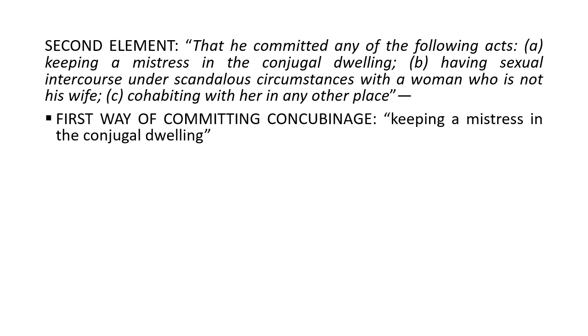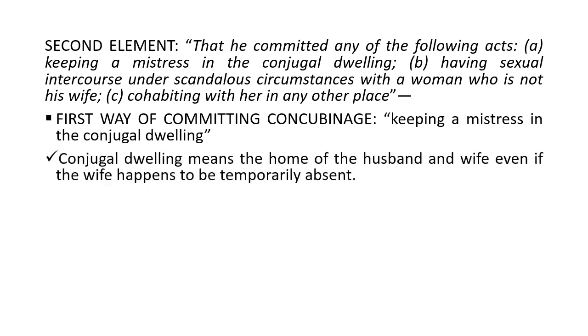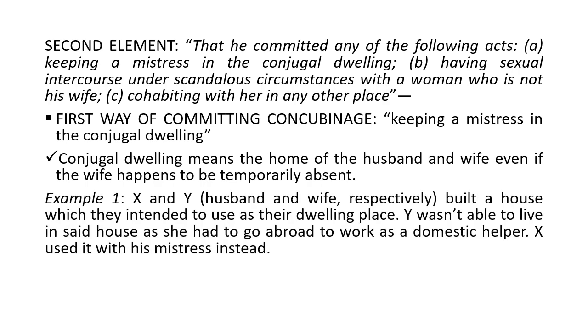First way of committing concubinage, by keeping a mistress in the conjugal dwelling. Conjugal dwelling means the home of the husband and wife, even if the wife happens to be temporarily absent. Example number 1. X and Y, husband and wife respectively, built a house which they intended to use as their dwelling place. Y wasn't able to live in the said house as she had to go abroad to work as a domestic helper. X later used it with his mistress instead, meaning X lived in that conjugal dwelling not with his wife but with his mistress.